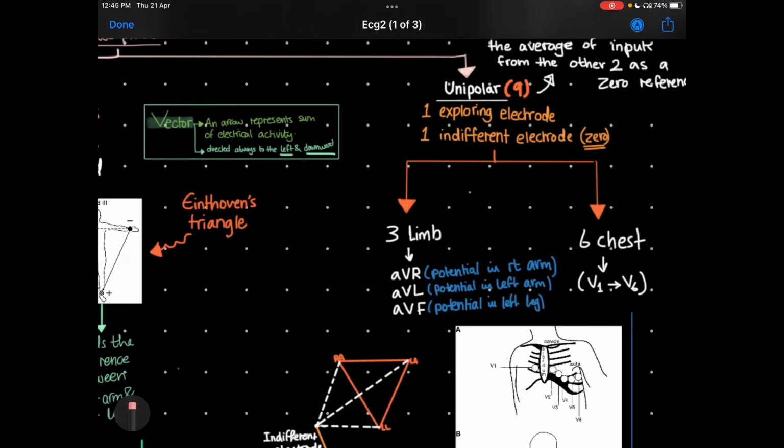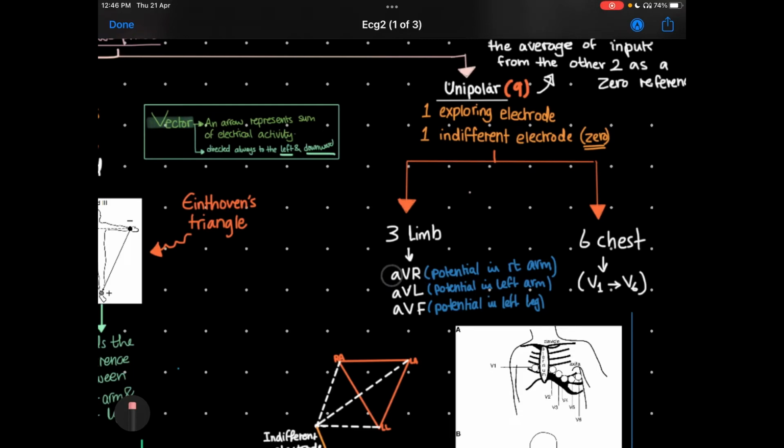The unipolar leads are divided into 3 at the limbs and 6 at the chest. At the limbs, there are the AVR, AVL, and AVF. For AVR, we calculate the potential at the right arm, the AVL at the left arm, and the AVF at the left leg, or we can say left foot.